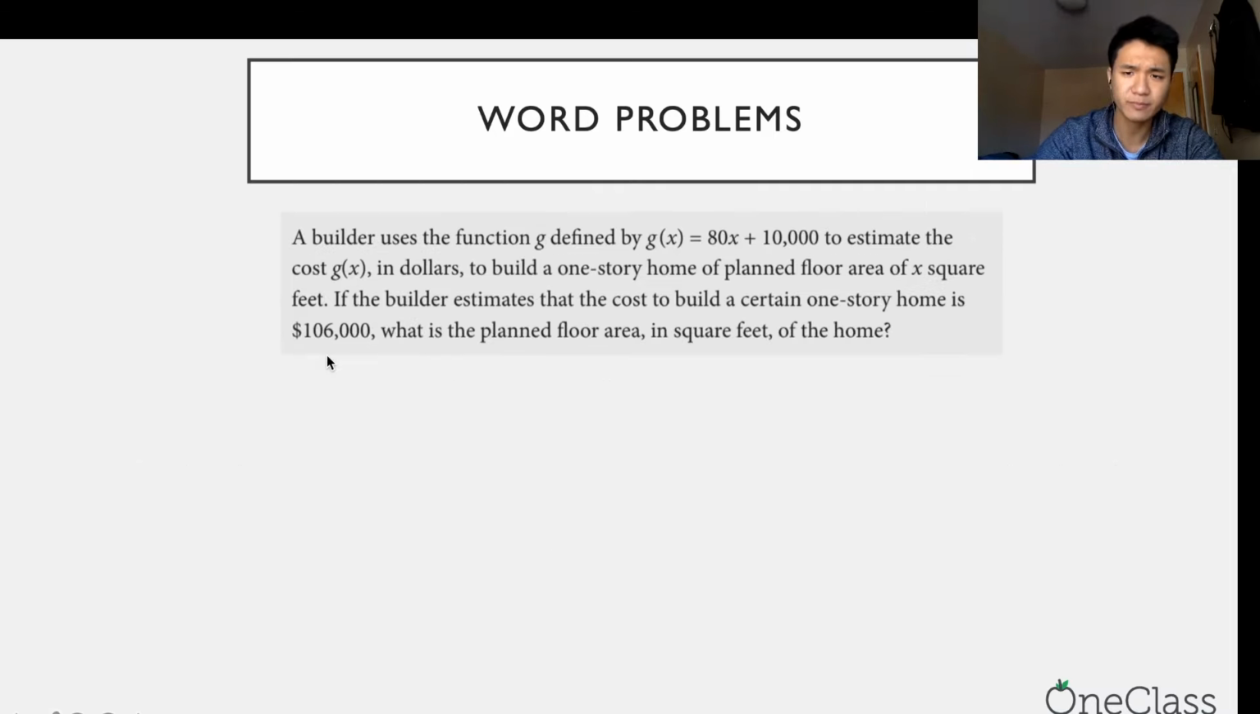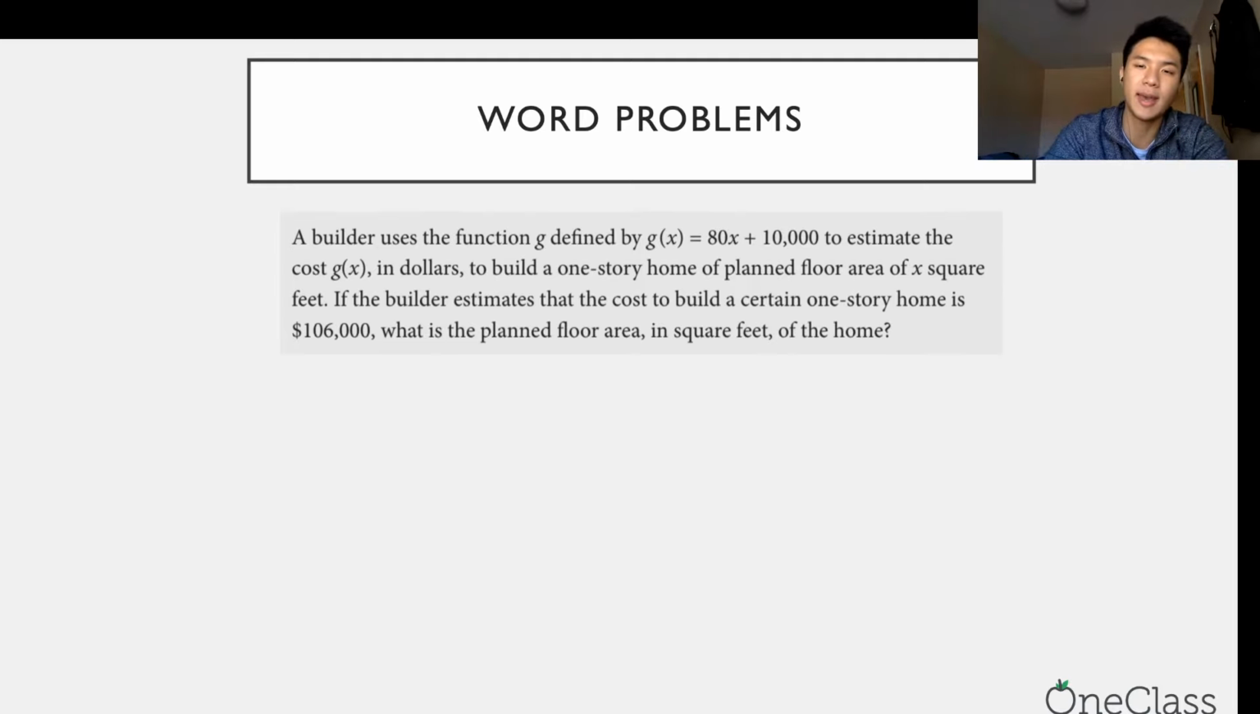Okay, so let's take a look at another question, which we might ask probably in a grid-in response, and essentially asks us the following. A builder uses the function g given by g of x equals 80x plus 10,000 to estimate the cost in dollars to build a one-story home of planned area x square feet. If the builder estimates the cost to build a certain one-story home is 106,000, what is the planned floor area in square feet of the home?